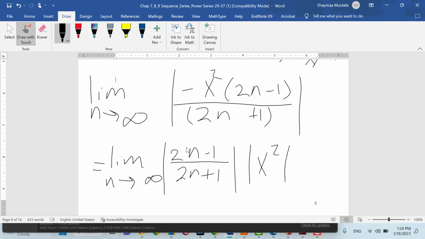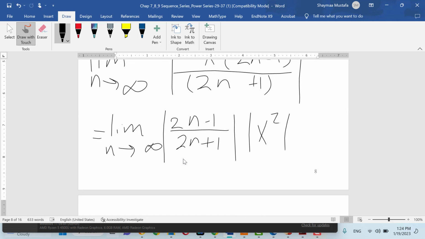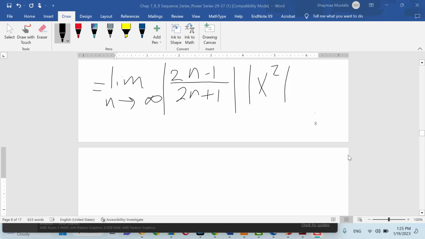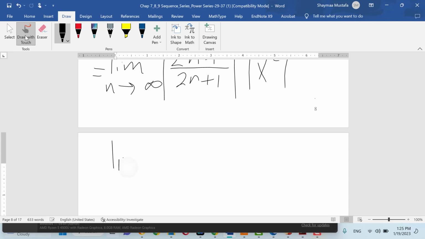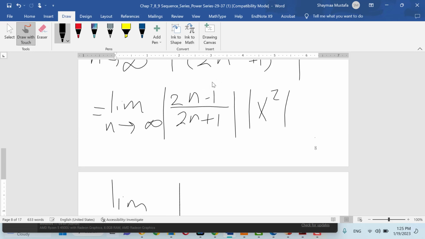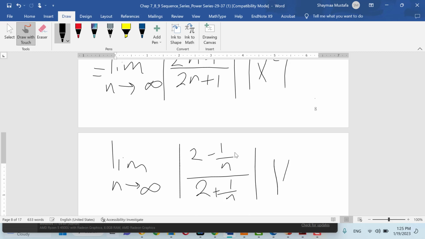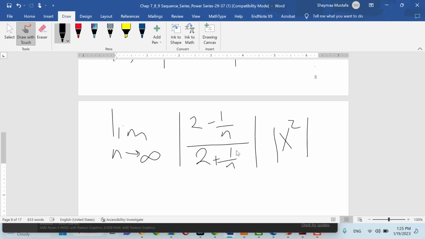Now here when n goes to infinity, this will give you infinity over infinity, so we need to divide by the highest power. So here this will be equal to the limit when n goes to infinity. Direct substitution gives infinity over infinity, divide by n, so you have (2 minus 1 over n) over (2 plus 1 over n), absolute value x squared. So substitute n by infinity, this becomes 0, 1 over infinity also 0, so 2 over 2 which is 1.